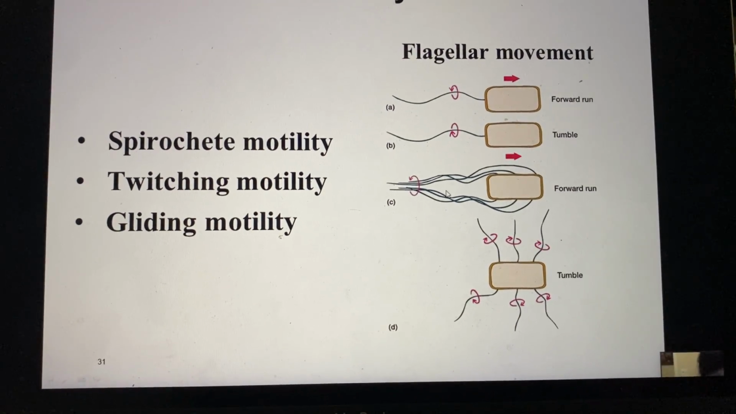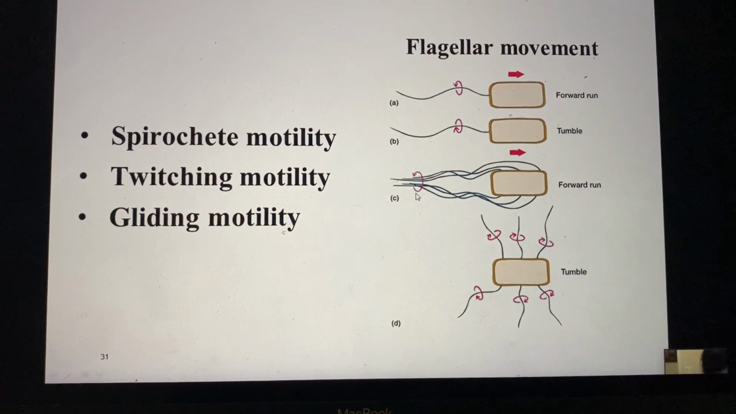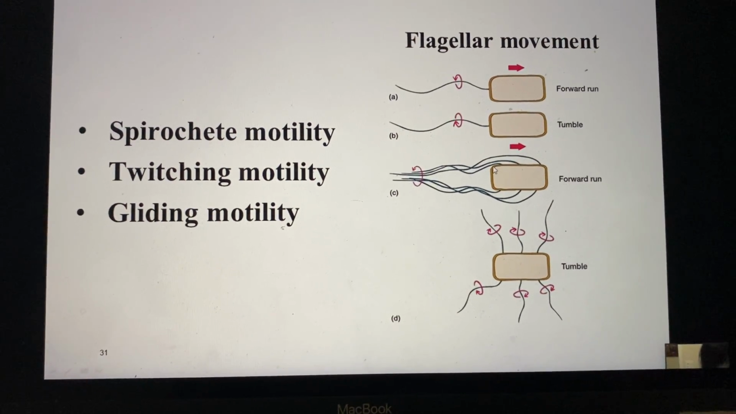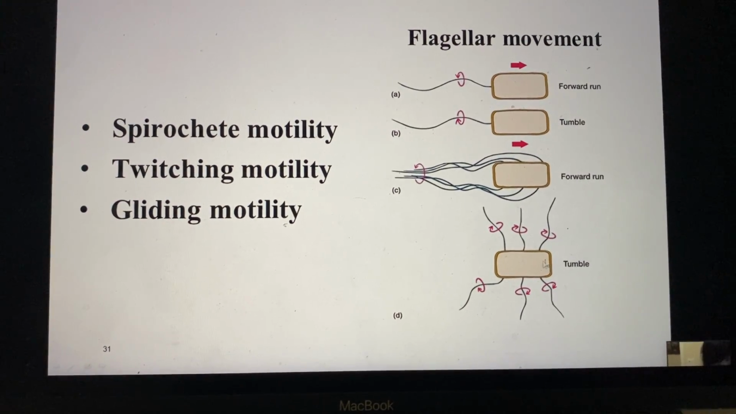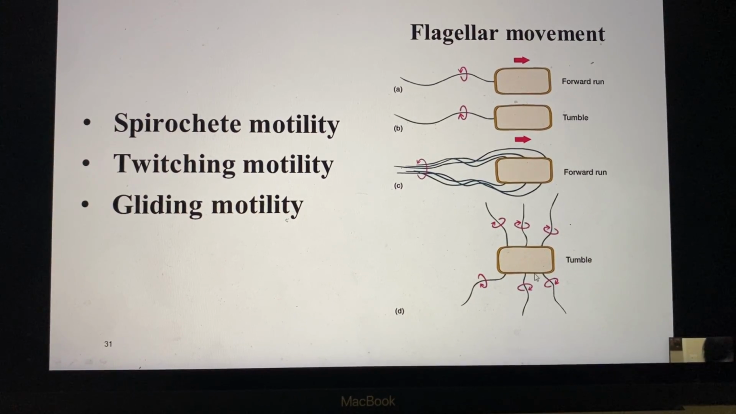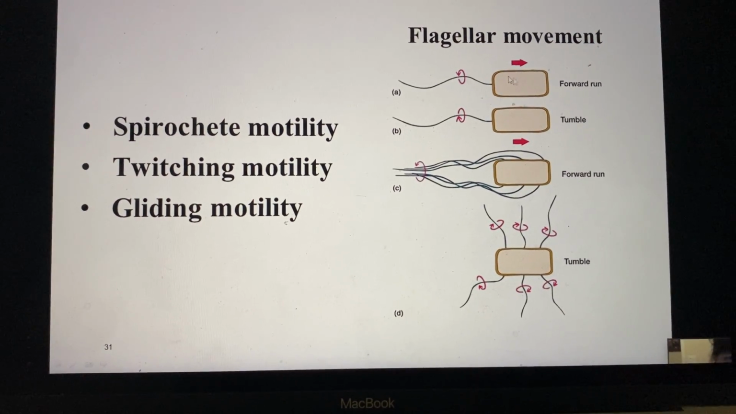If it is a single flagellum, it will do the same. If it is peritrichous with multiple flagella, again, a group of flagella will rotate in the same direction, moving the cell forward, and if they go in the reverse direction, your cell will tumble and they will all spread out. It's a good depiction of how your swimming movement based on flagella occurs.